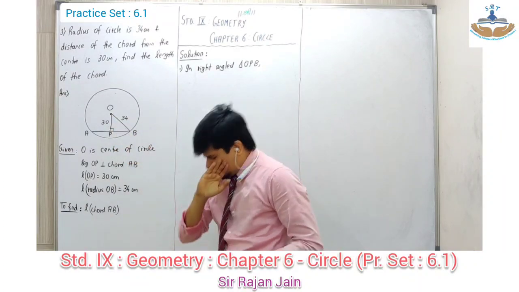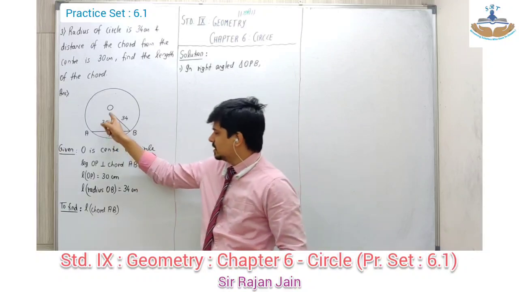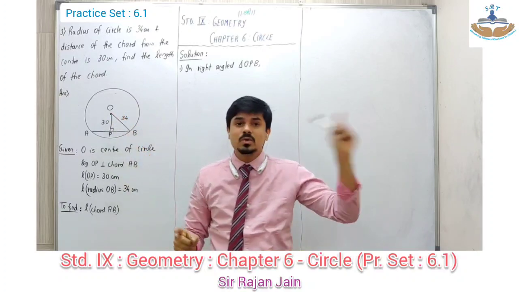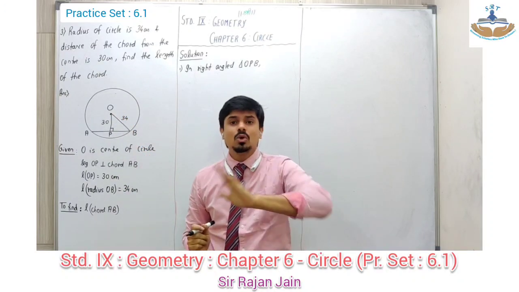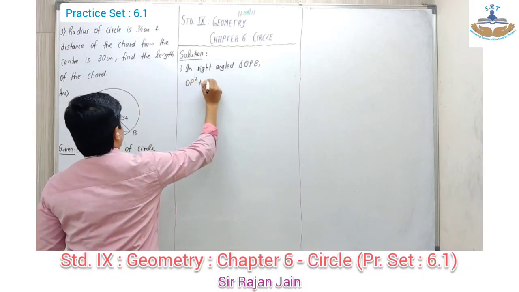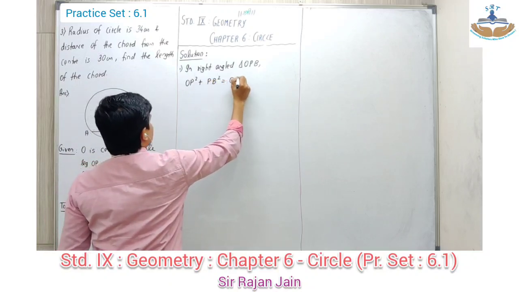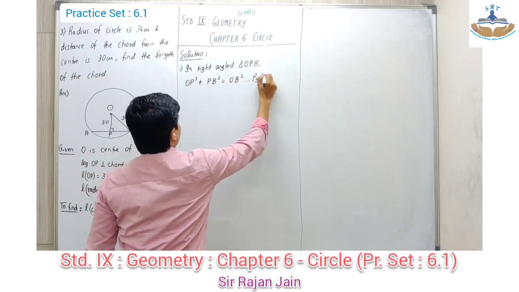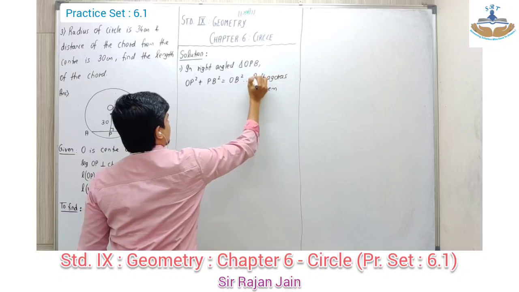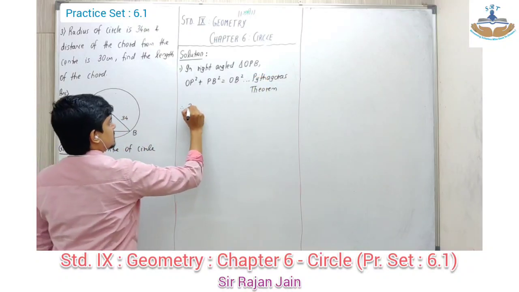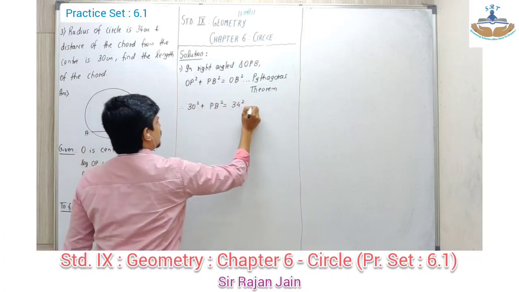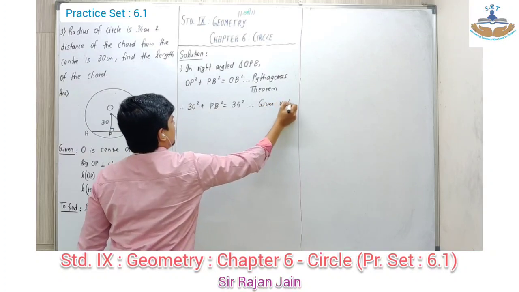Okay, so when I apply Pythagoras theorem, I'll use OP square plus PB square on the left side and hypotenuse OB square I'll keep on the right side, so that the unknown quantity remains on the left hand side. So over here I will say OP square plus PB square is equal to OB square. Reason, I will write Pythagoras theorem. Okay, therefore now OP is 30. So 30 square plus PB square is equal to 34 square. Reason, I will write given values.